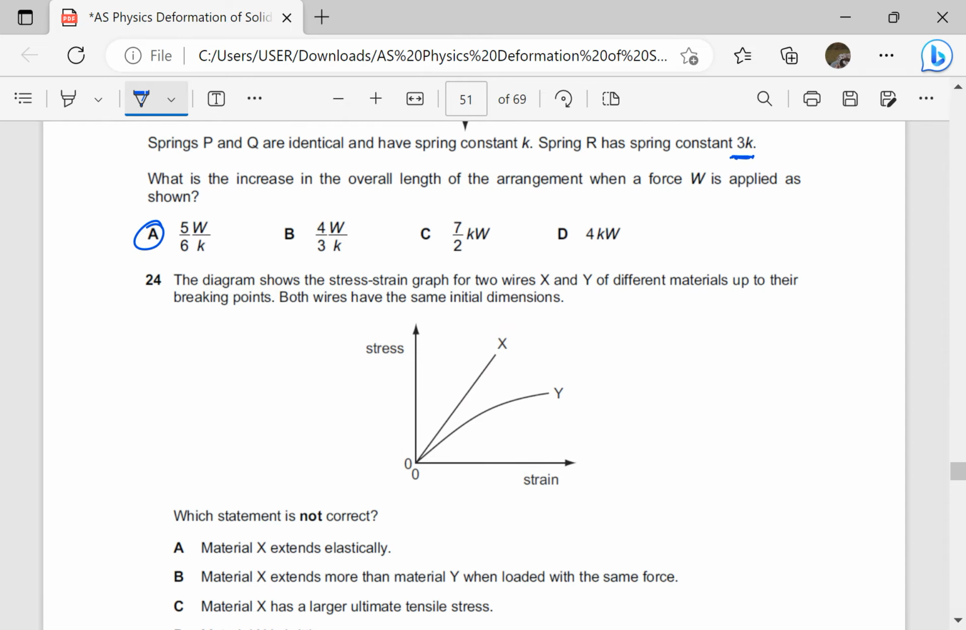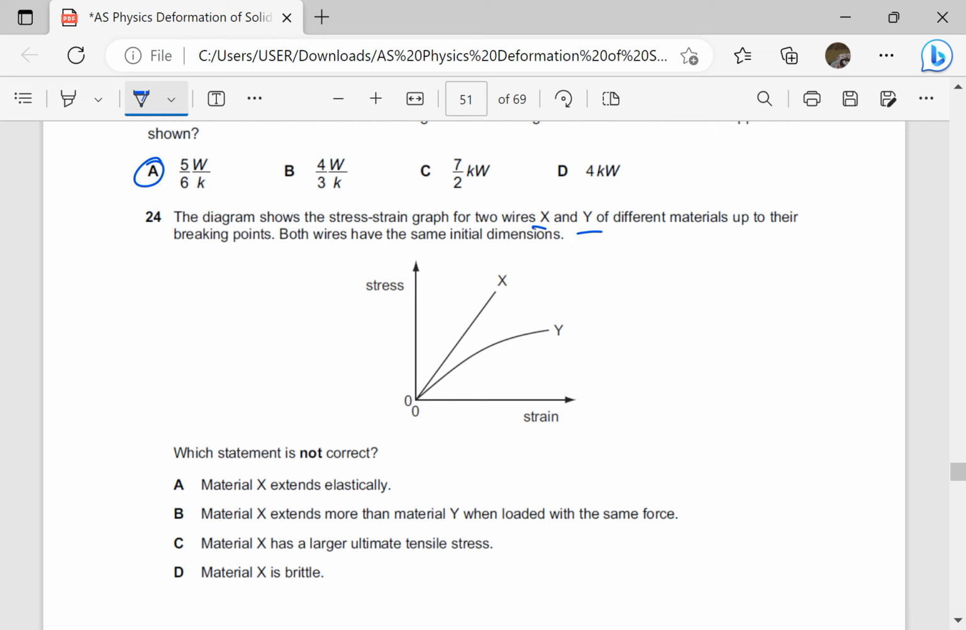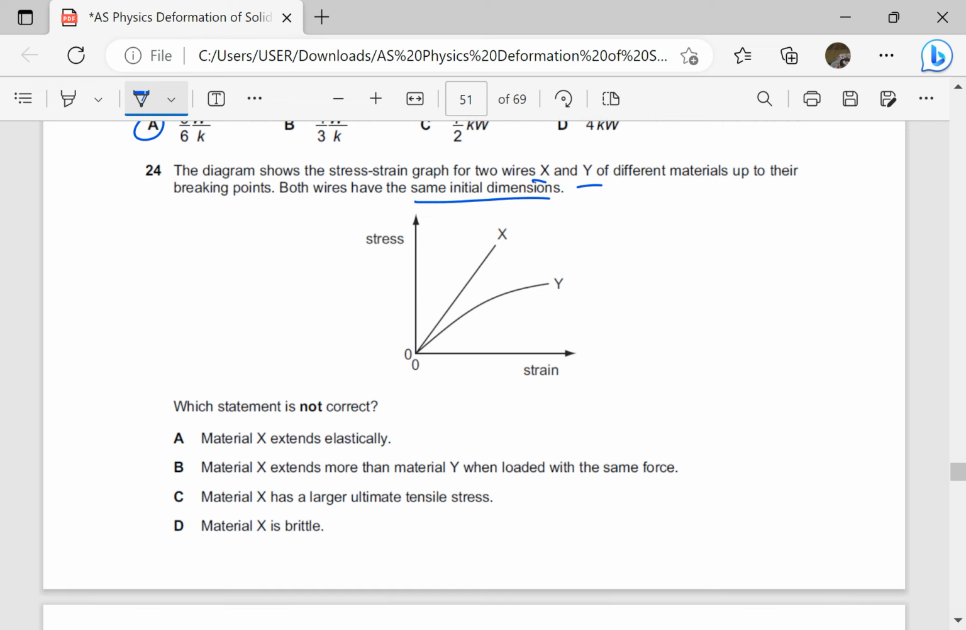The diagram shows the stress-strain graph for two wires, X and Y, of different materials up to their breaking points. Both wires have the same initial dimensions. Which statement is not correct? Material X extends elastically. That is true. It extends elastically.